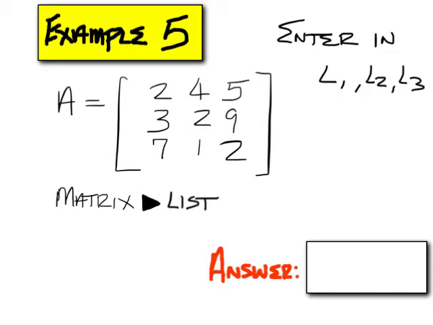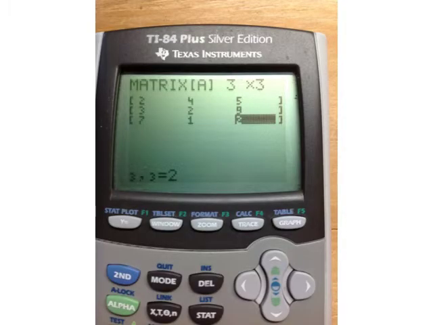In example 5, we're going to go in reverse. We want to go from a matrix to a list, actually several of them. And we want to enter them into L1, L2, and L3. So type in this matrix into A. It's a 3 by 3. I'll pause it for about 15 seconds.